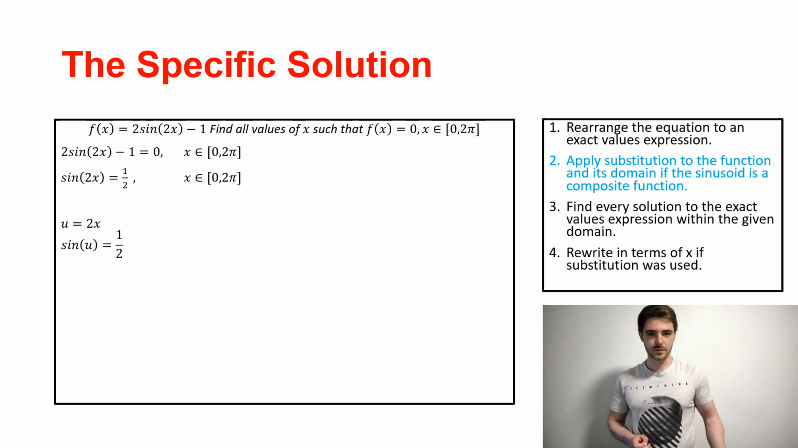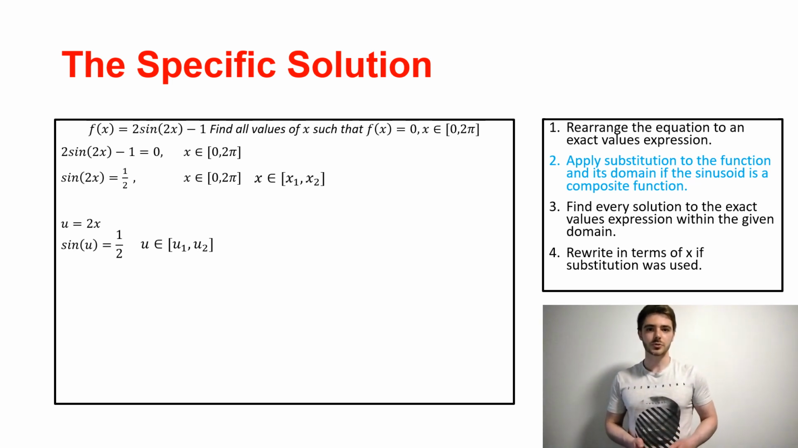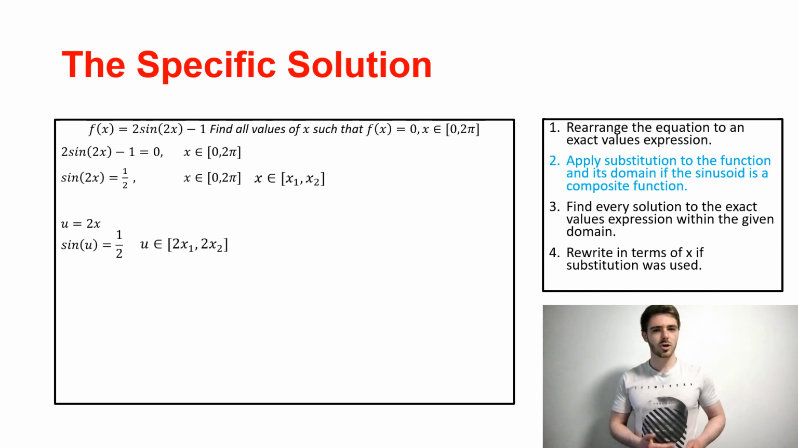When you do this substitution, you also need to apply it to the domain. The original domain was written from x1 to x2, but since we've rewritten our equation to be in terms of u, we need to write a new domain from u1 to u2. Well, how do we do that? Well, we need to look at what our substitution was. In this case, u equals 2x. So if we want to rewrite the domain in terms of u, all we need to do is multiply the lower bound and the upper bound of the domain by 2. Multiplying 0 by 2 just gives us 0, and multiplying 2 pi by 2 gives us 4 pi.